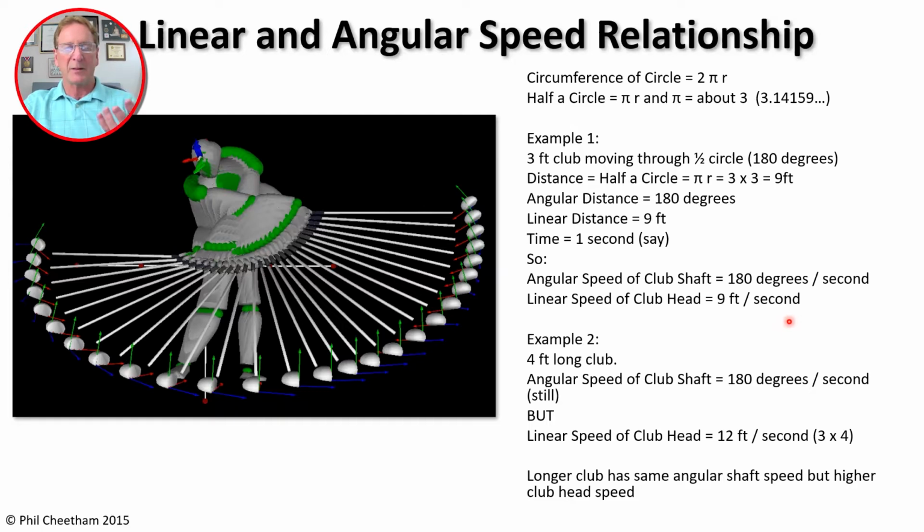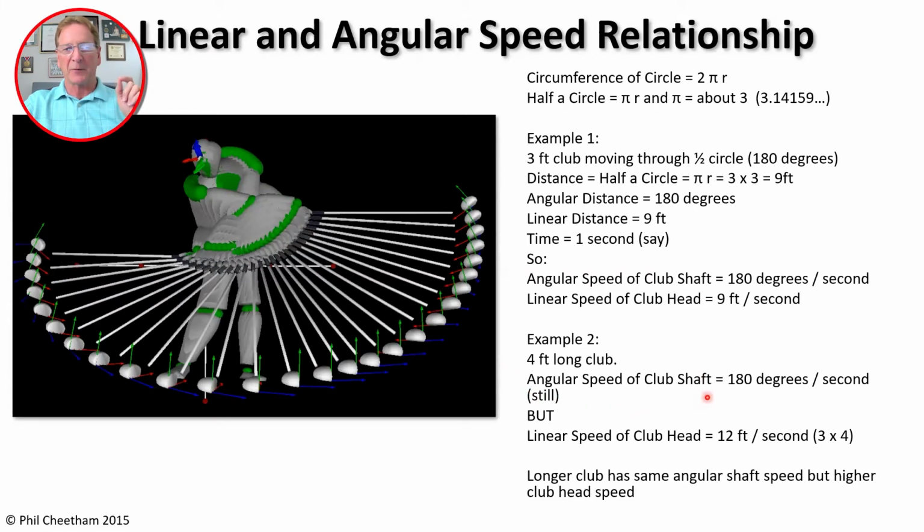Why am I giving you this? Well, I'm giving you the relationship between angular motion in degrees per second and linear motion in feet per second, and how, in fact, the length of the club affects the linear speed, but it does not affect the angular speed. So let's do another example where I've got a 4-foot club.